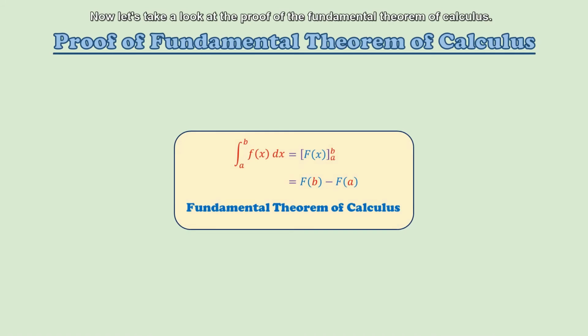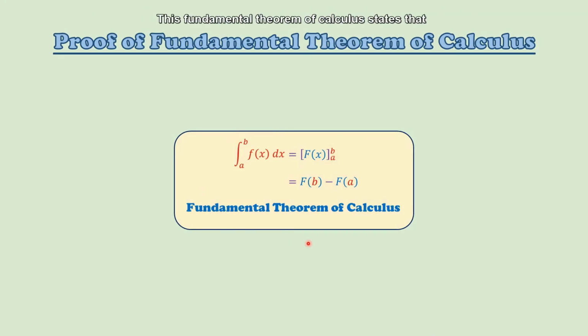Now let's take a look at the proof of the fundamental theorem of calculus. This fundamental theorem of calculus states that the area under the curve of y equals f(x) from x equals a to x equals b can be simply calculated by F(b) minus F(a), where capital F(x) is a primitive function of small f(x).